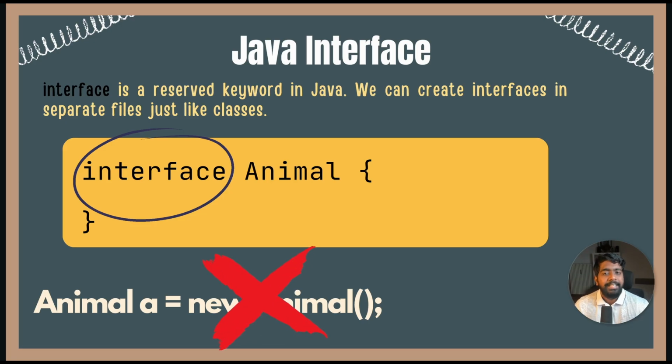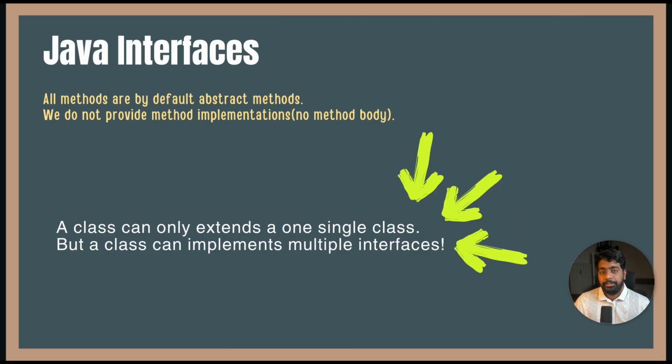Interface is a reserved keyword in Java. We can create interfaces in separate files just like we create class files. So when we create an interface, we use the keyword interface and the interface name we want to provide. Just like an abstract class, you are not allowed to create objects out of an interface. Remember, the main idea behind an interface is that all the methods are by default marked as abstract. Whenever you create an interface, you are not allowed to provide method implementations. You are only allowed to write method signatures. By default, that means all the methods become automatically abstract.